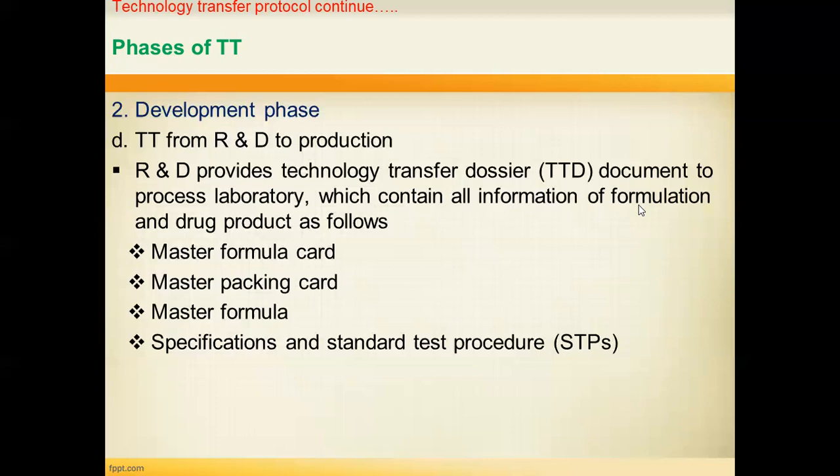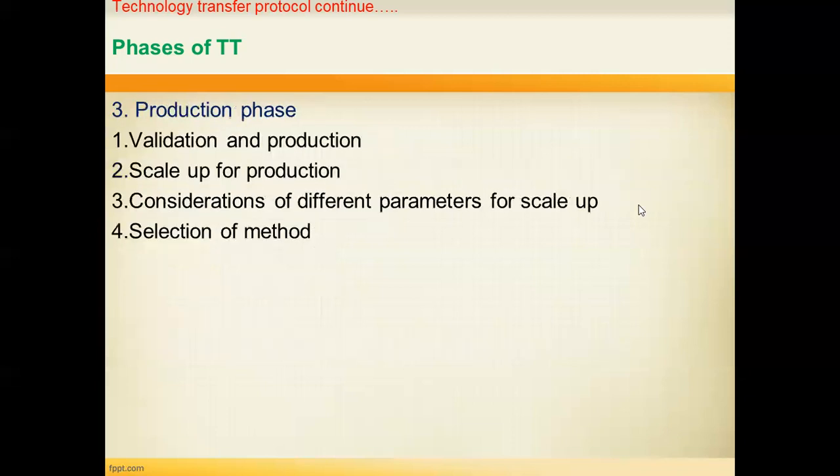And the last one is the specifications and standard test procedures, that is the STPs. They help to know the API profile, along with the excipient profile, then the in-process parameters, specifications, product release specifications, and the finished product details. All this information you have to mention in the specifications and the standard test procedures.